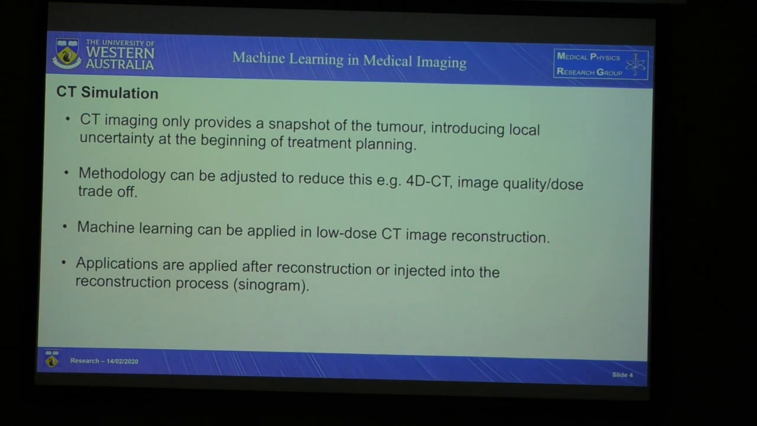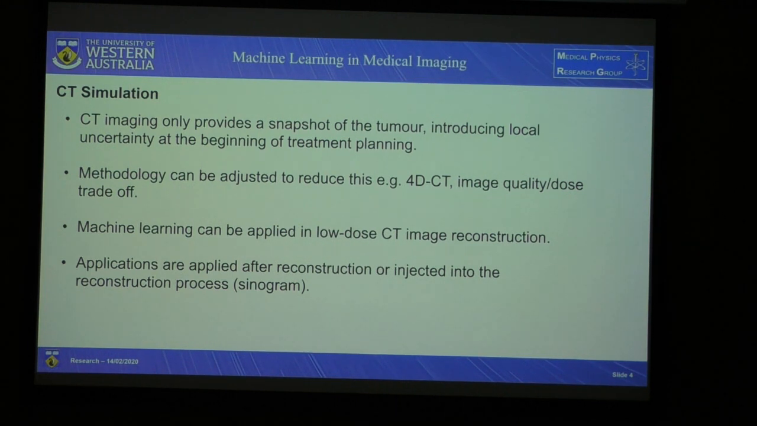So to begin, we have CT simulation. CT imaging only provides a snapshot of the tumour, introducing local uncertainty at the beginning of the treatment planning process. We can reduce this uncertainty by taking more images or using methods such as a 4D CT, but this will incur an additional dose to the patient, which we generally want to avoid unless we can justify it.